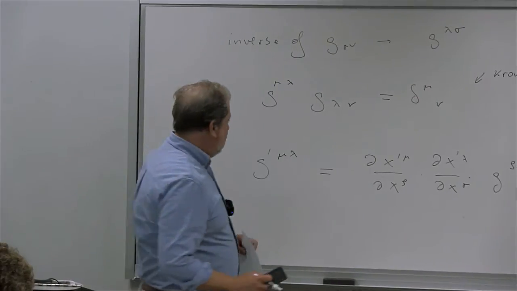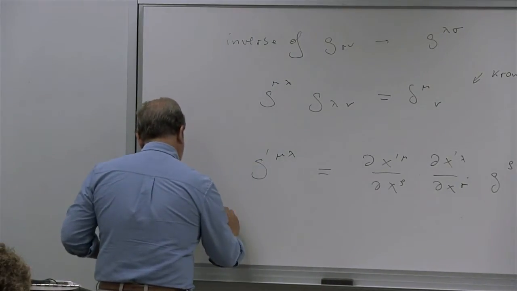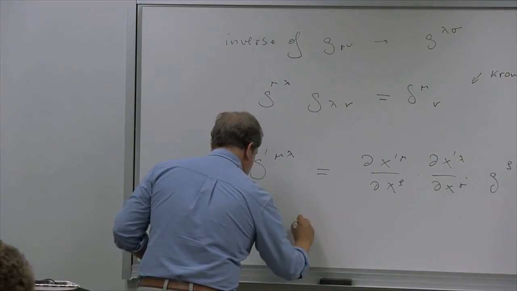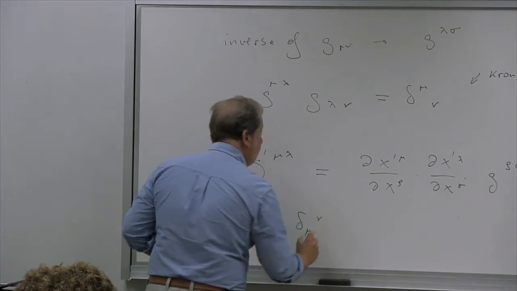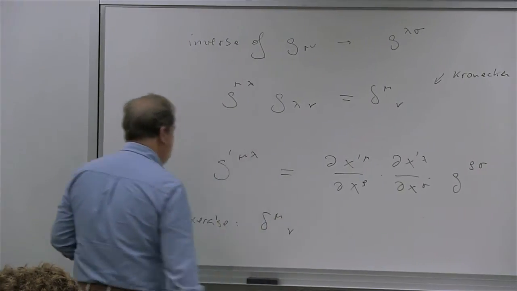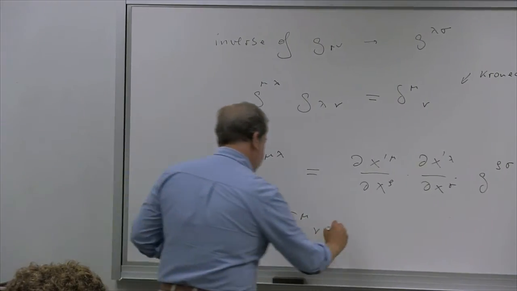And the Kronecker symbol, so as an exercise, δ_μ^ν, written the way we did it there, is mixed.